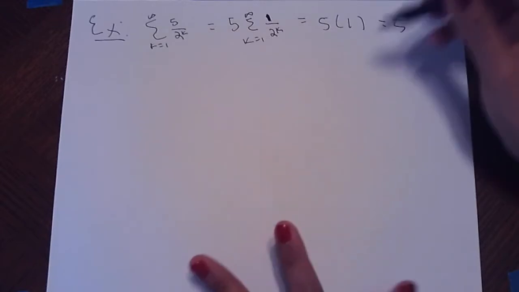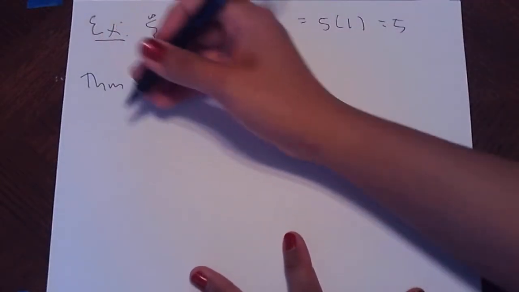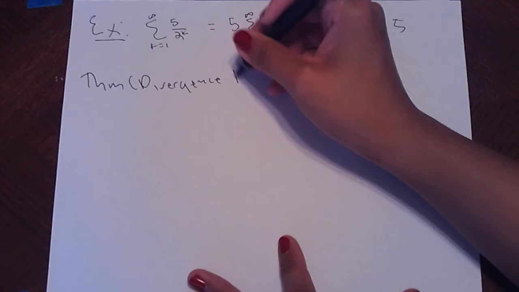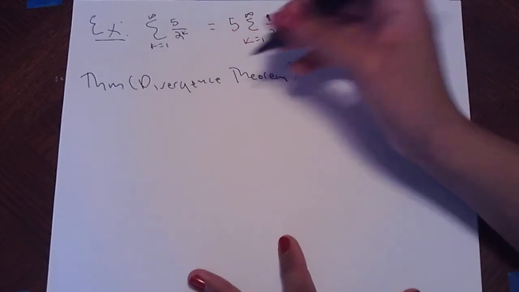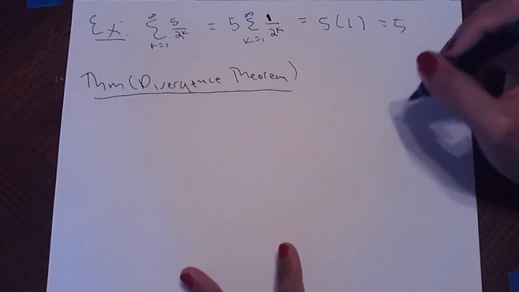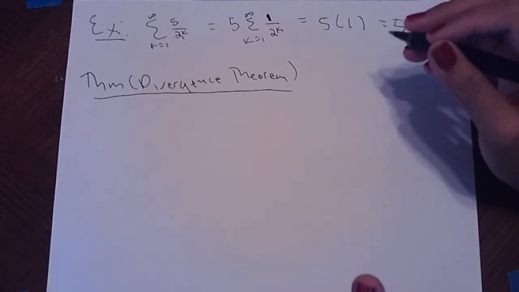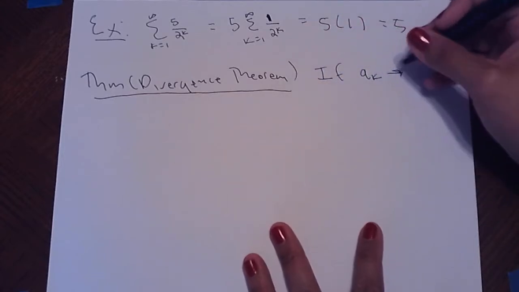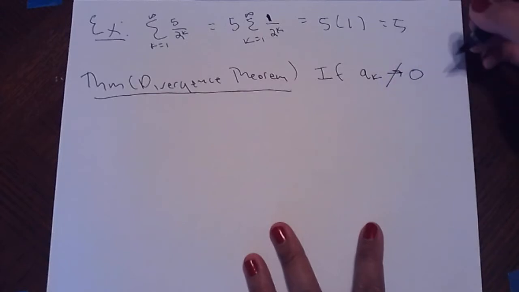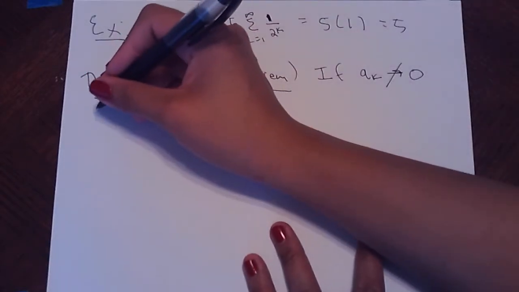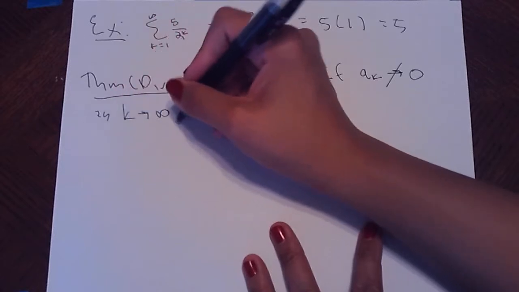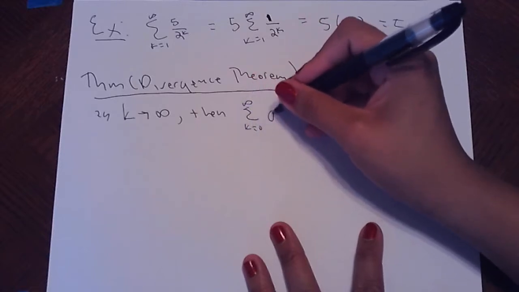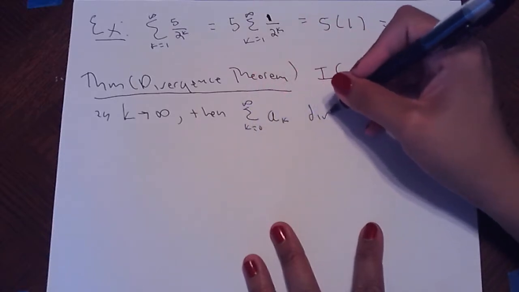I will start out and give you a theorem, the first of these shortcuts. This is called the divergence theorem. This will help me evaluate these because it will help me rule out ones that I don't need to add, because I know they don't go anywhere. What this says is that if the sequence that I'm summing does not go to 0 as k goes to infinity, then when I go to add everything up, my series diverges.